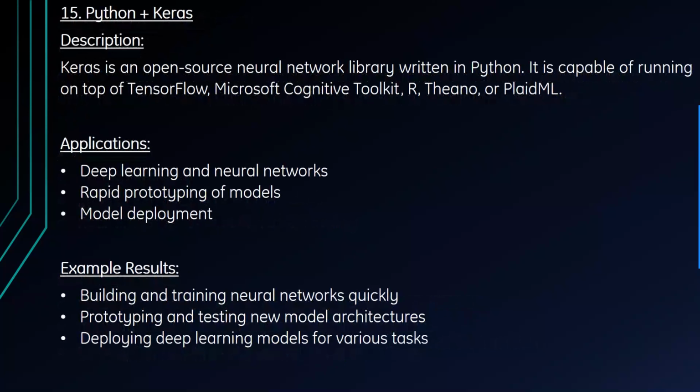Moving on, we have Keras. Keras is also an open source neural network library written in Python. It is capable of running on top of TensorFlow, Microsoft Cognitive Toolkit, R, Theano, or PlaidML. So what are the applications? We can use it in deep learning and neural networks, rapid prototyping of models, and model deployment. As an example, we can build and train neural networks really quickly using Keras, prototype and test new model architectures, and deploy deep learning models for various tasks.